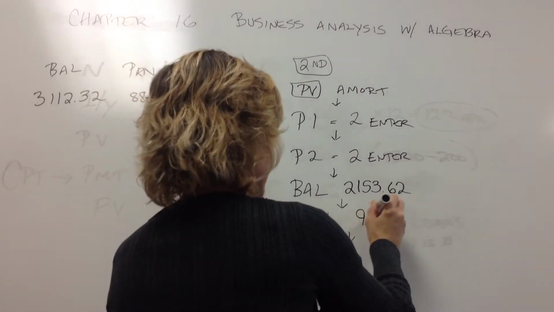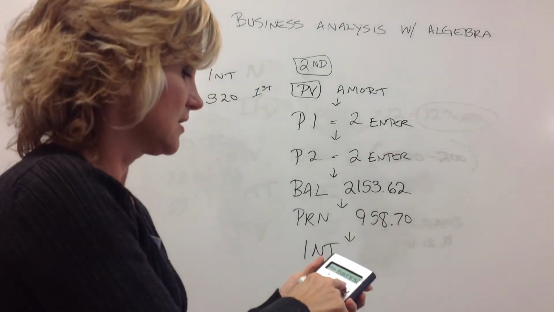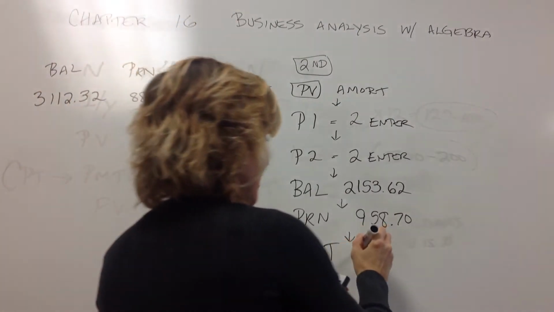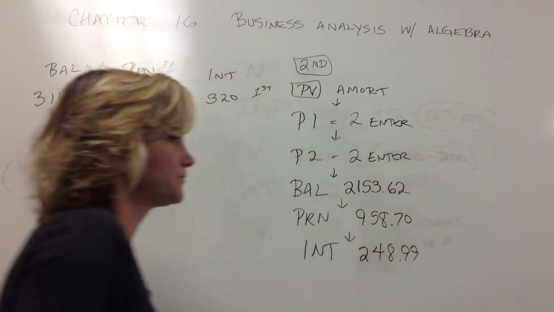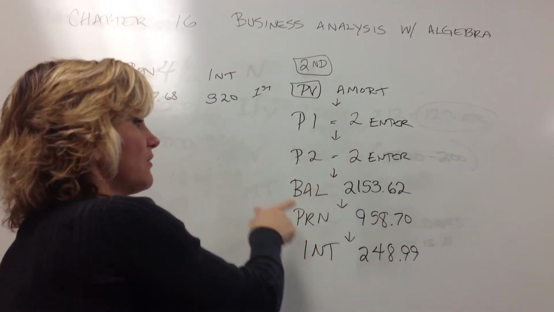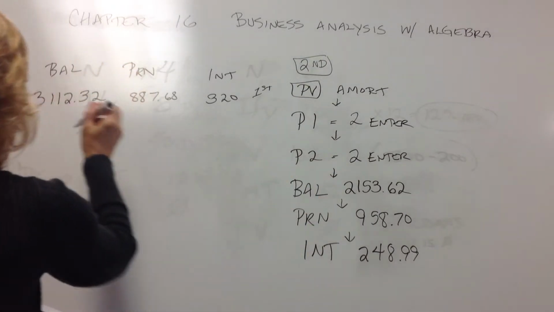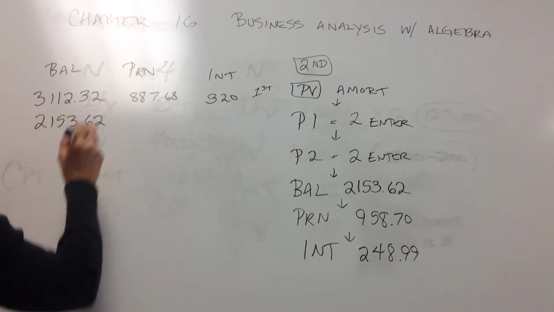My principal is $958.70 if I round it. Arrow down one more time, and the interest is $248.99. So again, it's taking that second payment and it's breaking it out and saying after I make the second payment, my balance then goes down to $253.62.